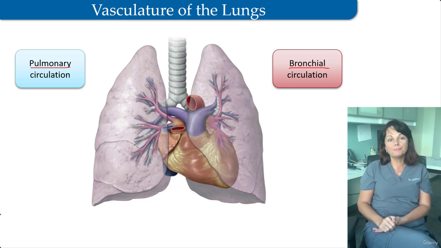larger bronchioles. We have discussed the pulmonary circulation in the cardiovascular system already, so we are not going to talk about it again now. But we'll review the bronchial arteries and veins, which supply the bronchial tree and the tissues of the lungs.